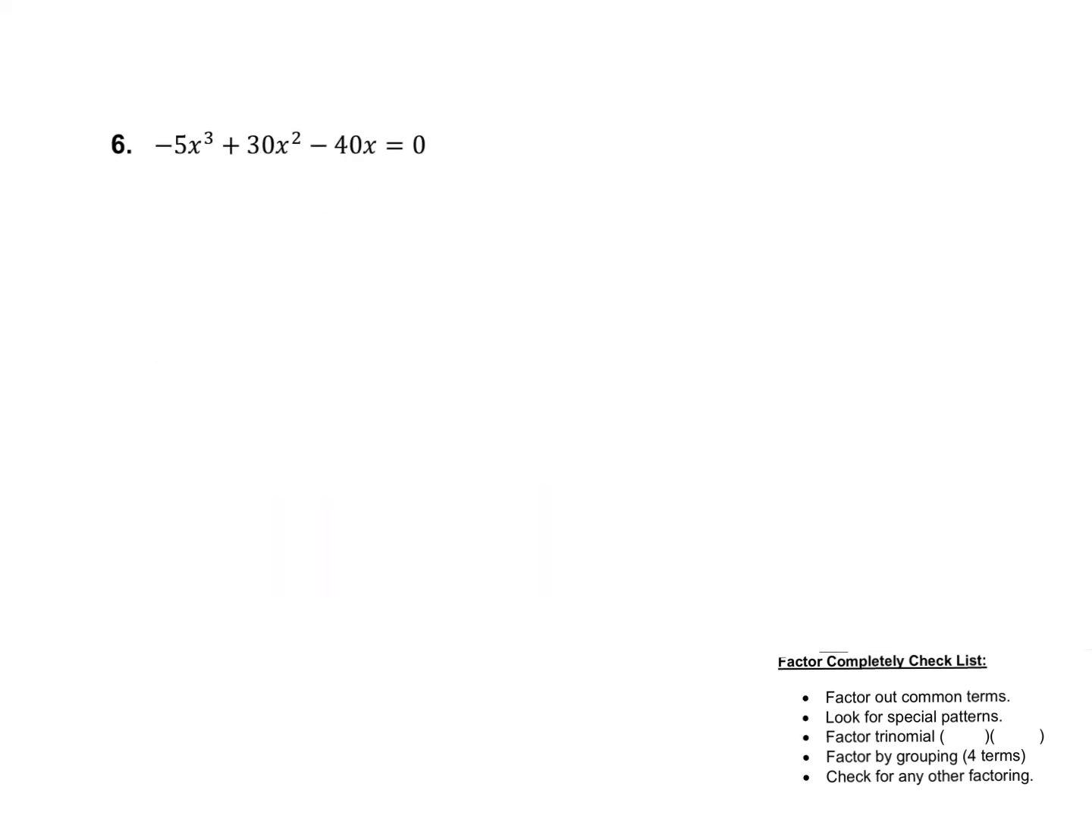All right, so we have one more example here. Let's go ahead and start by factoring out any common terms. So let's see, what could come out? I've got probably a negative 5 and an x. So I'm going to take out my negative 5x, and that's going to leave me with a positive x squared. Now negative 5x goes into 30x squared negative 6x times. And then negative 5x goes into negative 40x positive 8 times. All right, then it's equal to 0.